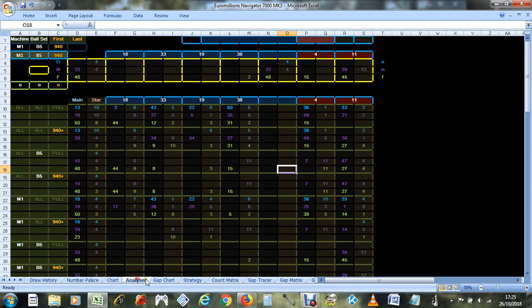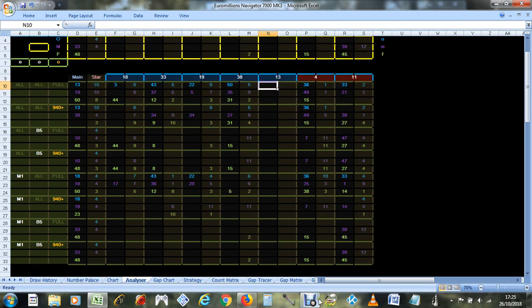So did I pick that up on the analyzer? Number 11, 33 most overdue. Yes I did. So that's a coincidence. So let's include 13 and instantly fill the column for number 13. So that completes the grid.